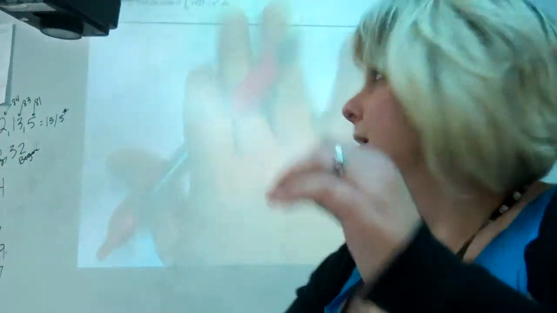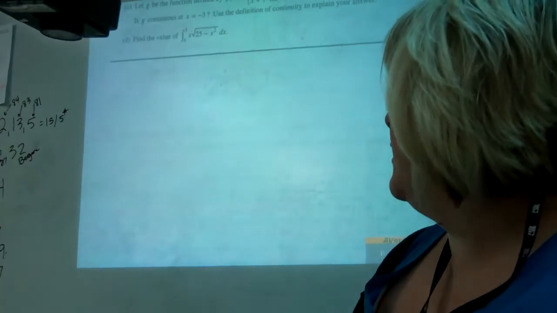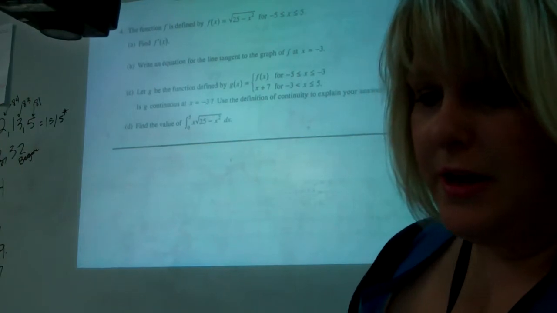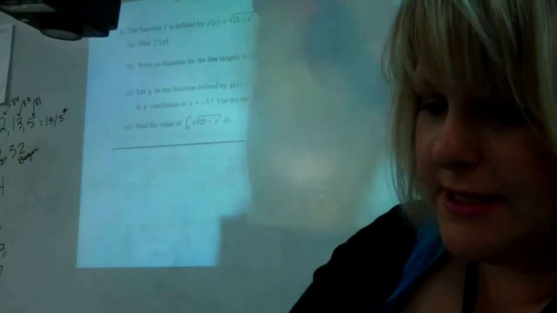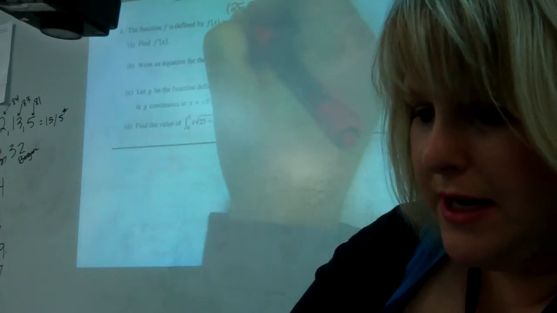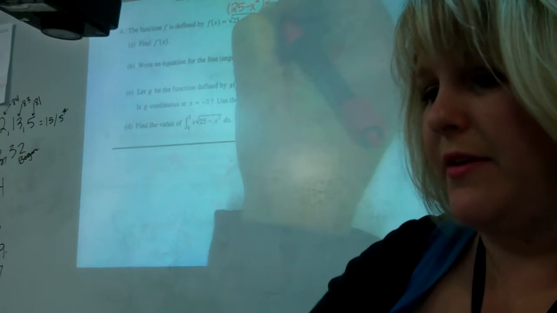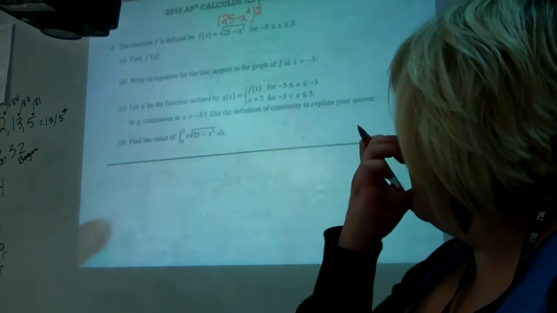So the function f is defined by this function here. Find the derivative of f. If I rewrite this using a 1/2 power, what rule do I have to use to find the derivative of this? The chain rule.